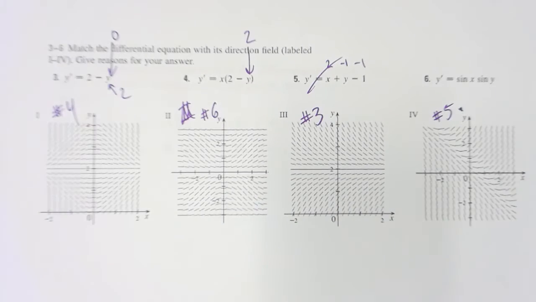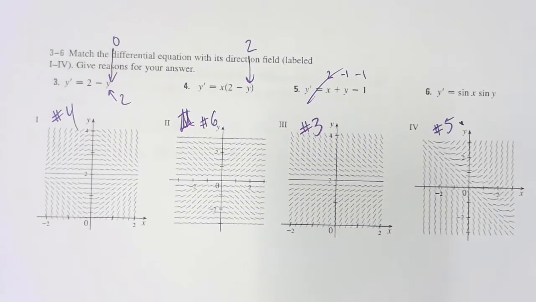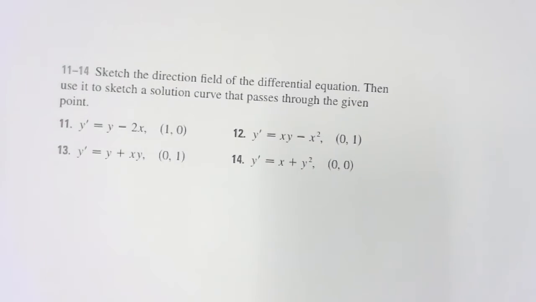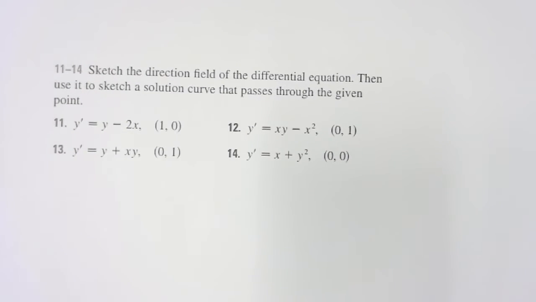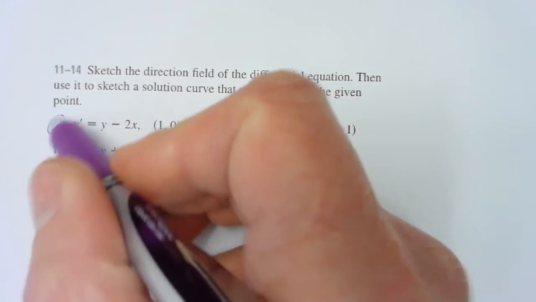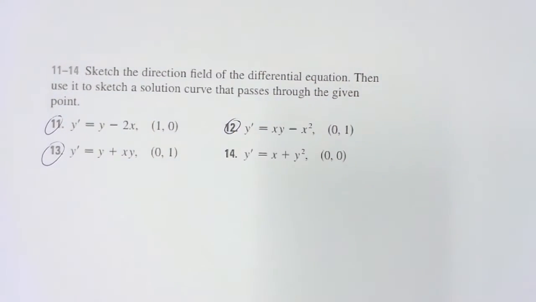Continuing on here and checking these out. What's the next problem we're supposed to do? Sketch the slope field. So I asked you to look at 11, 12, and 13. Okay, so that's the last ones. 11, 12, and 13.